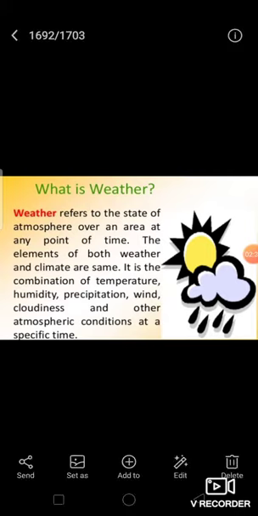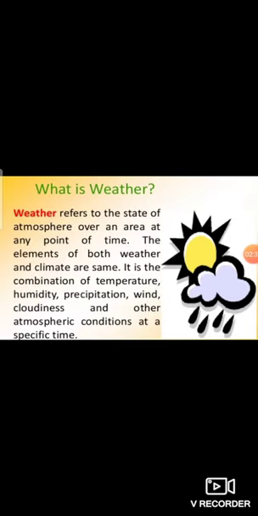Now, students, there is some common pattern over a few weeks or months. Days are cool or hot, windy or calm, cloudy or bright, and wet or dry. On the basis of generalized atmospheric conditions, the year is divided into seasons such as winter, summer, and rainy seasons. The world is divided into a number of climatic regions.